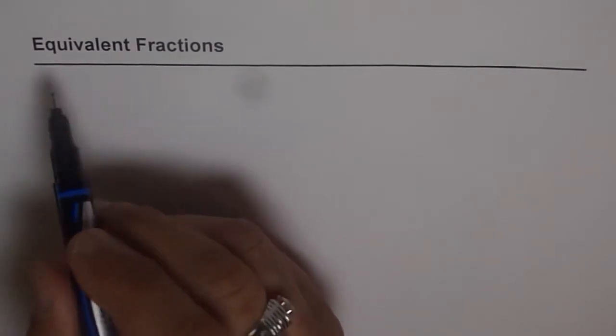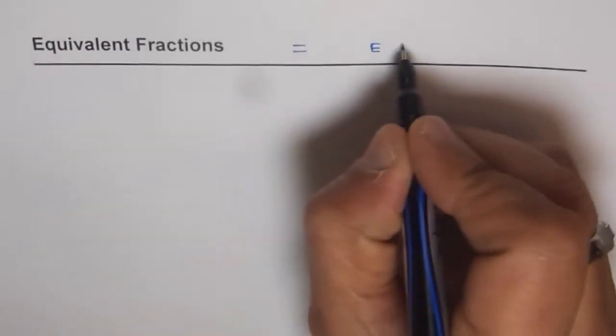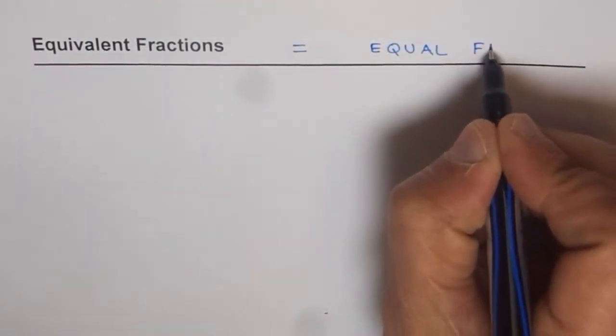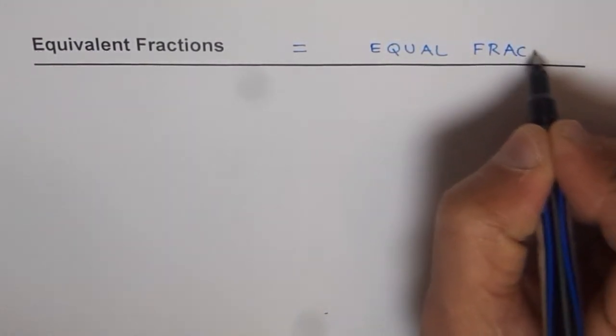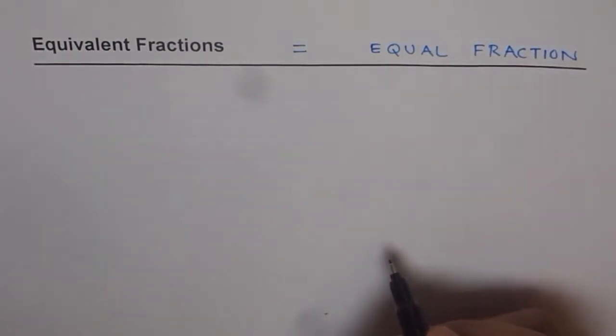Equivalent fractions. Let us understand what these are. As the name suggests, equivalent means equal, like the equal-to sign, equal fractions. This is the meaning. So we are looking for two fractions which are absolutely equal. That is what we are trying to figure out.